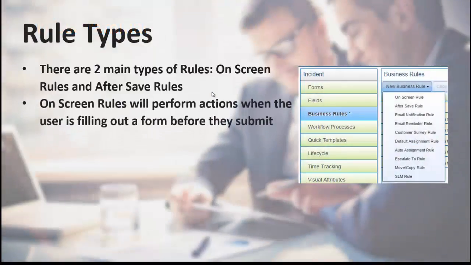We have a few different rule types. So you can see towards the right, we have new business rule. When you're creating them, it's going to show you some types. You really just want to focus on the first two, on-screen rule and after save rule. Those are the two main types of rules.